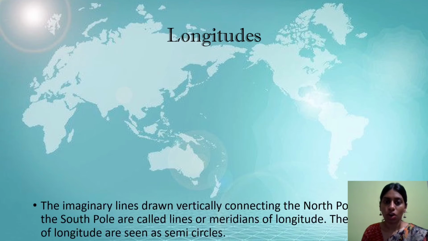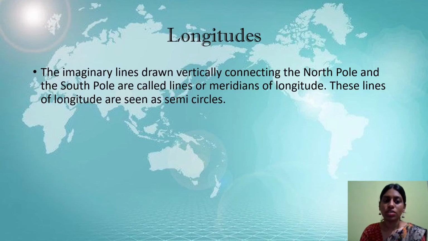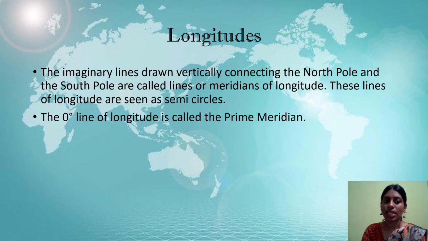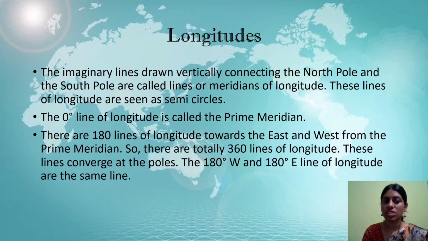Next come longitudes. Longitudes are the vertical imaginary lines connecting the North Pole to the South Pole, and these lines of longitude are semicircles. The 0-degree line of longitude, the middle line, is called the prime meridian. Totally there are 180 lines of longitude in the east and 180 lines in the west. Totally there are 360 lines of longitude.